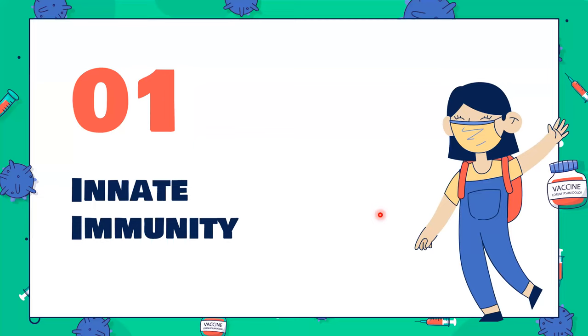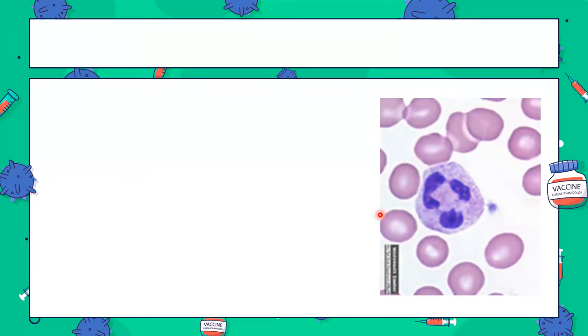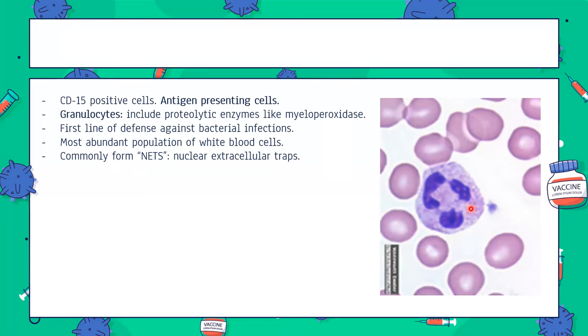All right, transitioning onto our first lecture, which is innate immunity. First of all, I would like to talk to you guys about the different types of cells that we have within our innate immune system. So first of all, there's this cell that looks like it has a bunch of lobes, right? This is our CD15 positive cells, and they are antigen presenting cells. Now, what that means, I'll be getting to later on, inshallah. See all of those little granules that it has, like it has them on their cheeks? This means that it is a granulocyte.